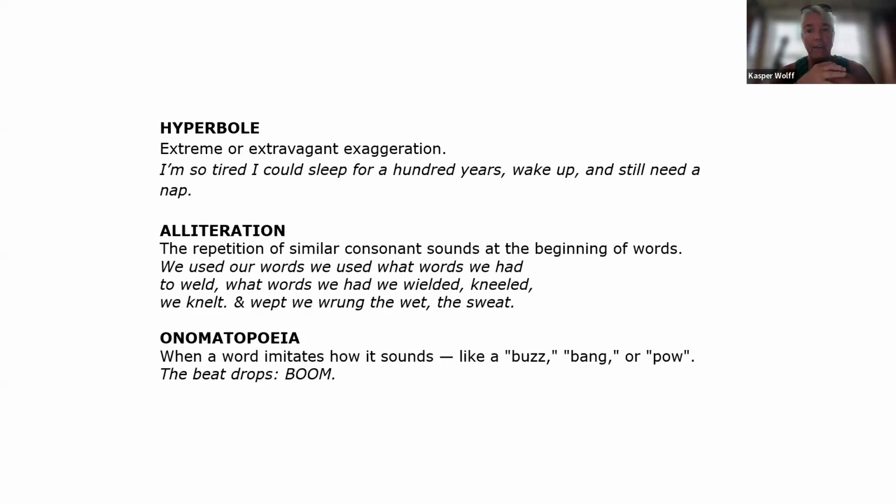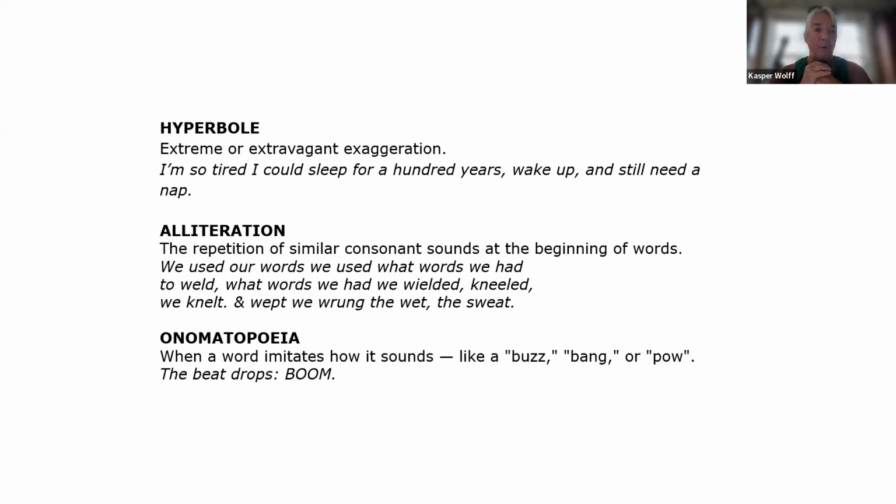Then there is alliteration, which is the repetition of similar consonant sounds at the beginning of words. We used our words. We used what words we had to wield. We wielded, kneeled, we knelt and wept. We wrung the wet, the sweat. So that was an example for alliteration.